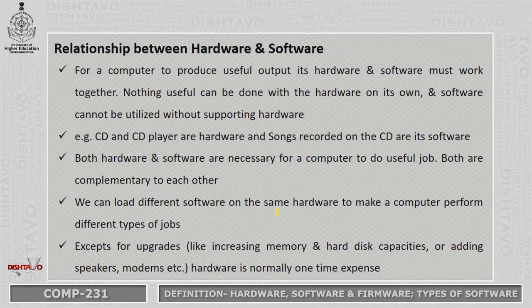For example, a CD and CD player are the hardware, and whichever songs are recorded on that CD are the software. Both hardware and software are necessary for a computer to do a useful job, so both are complementary to each other. We can load different software on the same hardware to make a computer perform different types of jobs, except for upgrades like increasing memory and hard disk capacities or adding speakers, modems, etc. Hardware is normally a one-time expense, but software we can upgrade to the next version, 6.1, 6.2 like this.